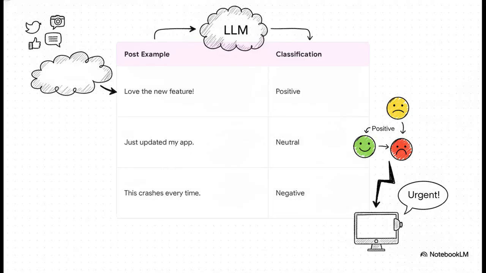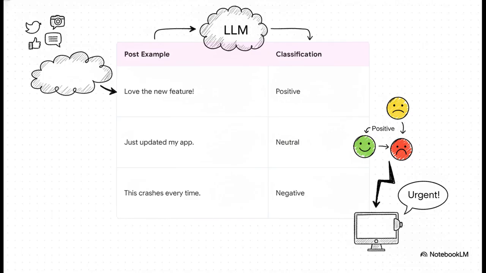Let's pull this out of the abstract statistics for a second and look at a really practical use case. Imagine a startup team just drowning in social media comments, way too many for a human to read. They can use an LLM for automated sentiment analysis. By passing a social media post into the prompt, the LLM classifies the emotional tone of that raw text into predefined buckets, like positive, neutral, or negative.